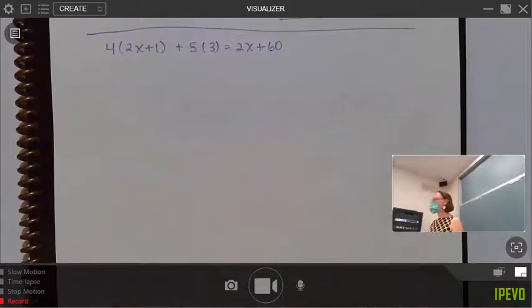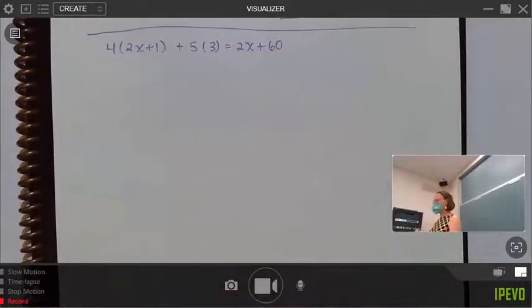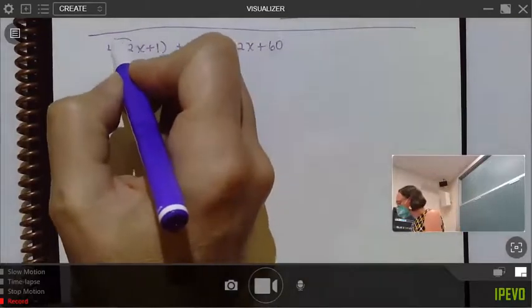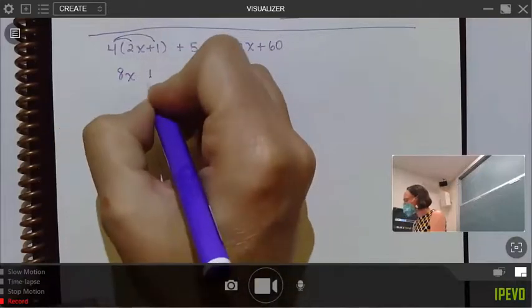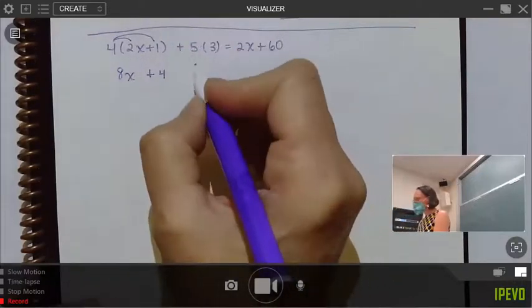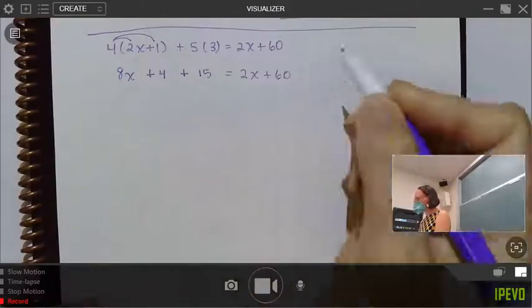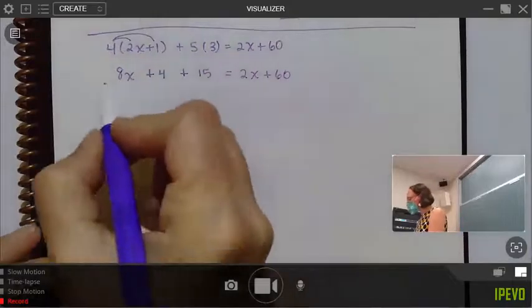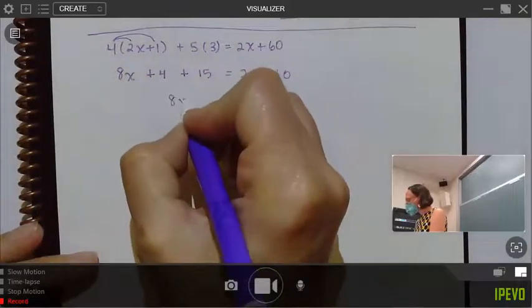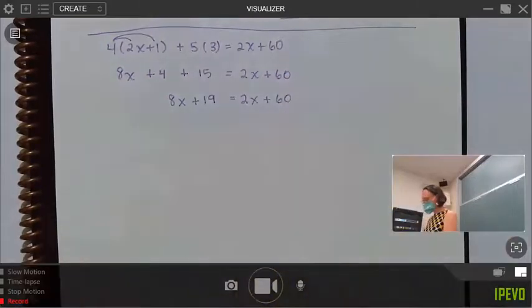We do okay? So I'm going to start by dealing with those parentheses, and that's going to mean distributing numbers in. So 4 times 2x, I've got an 8x. 4 times 1, that's plus 4. 5 times 3, that'll be 15. And then I still have that 2x plus 60 over here. I'm going to go ahead and combine the numbers that I have. So on the left-hand side, I can call that 8x plus 19 is equal to 2x plus 60.